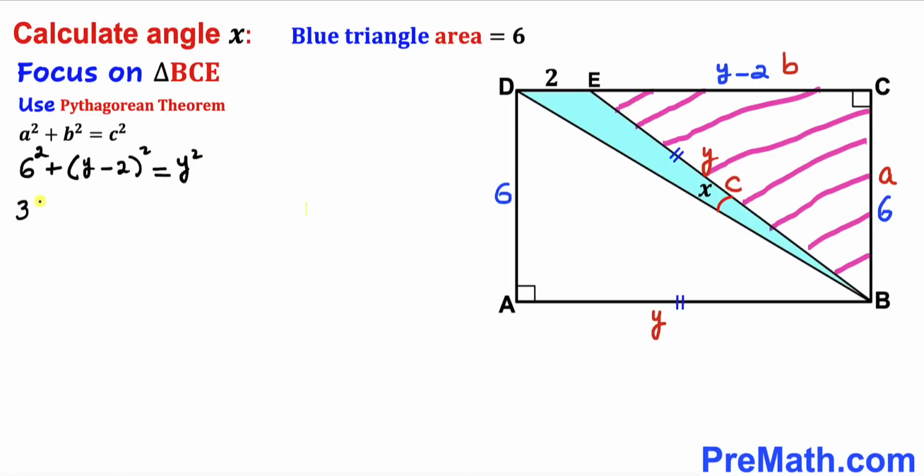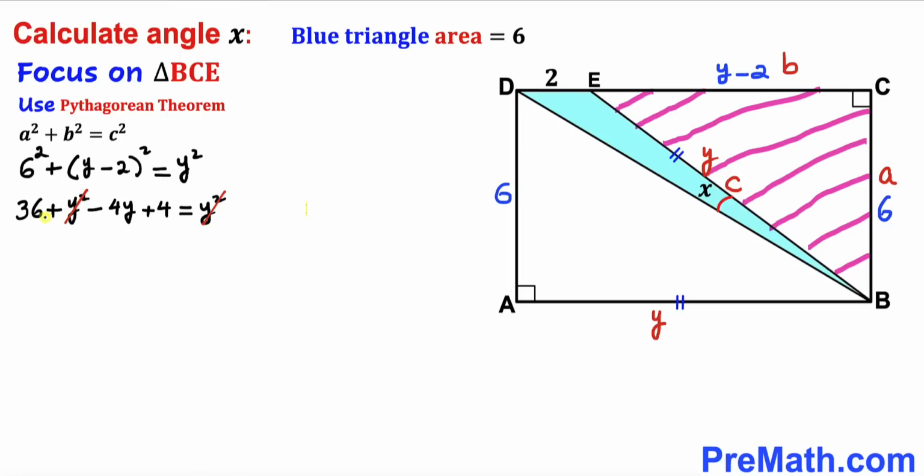6 square is 36 plus. And now let's recall this famous identity: a minus b whole square could be written as a square minus 2ab plus b square. I am going to apply it on this binomial. So therefore, this is going to become y square minus 4y plus 4 equals y square on the right hand side. And now we can see this y square and y square are gone.